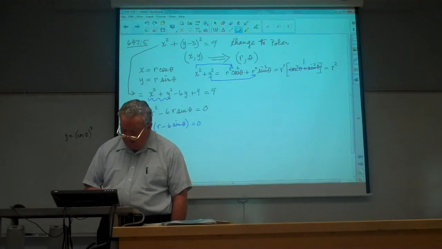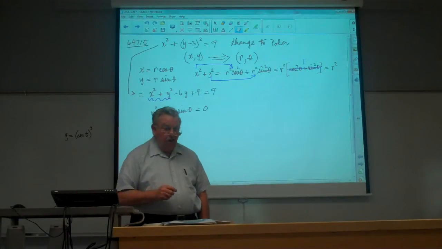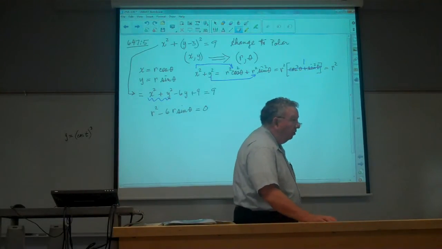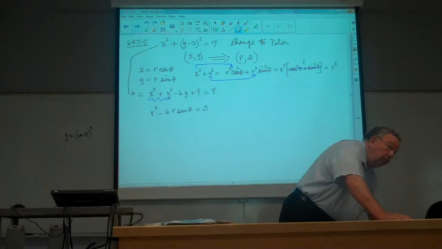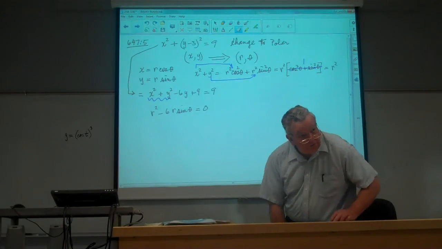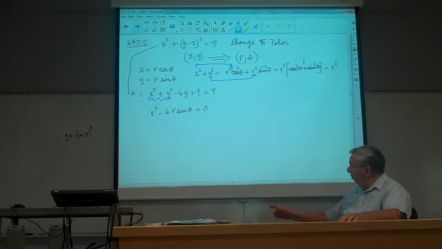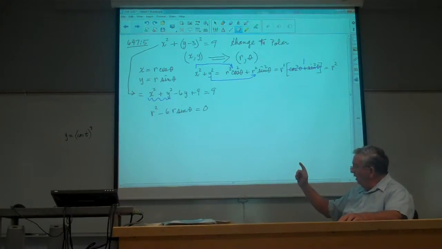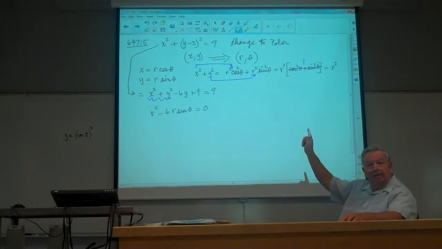So what Dr. Thomas is telling you is if you graph one of those roots, all you're doing is throwing away 1 point. Is that right? R equals 0? So if you graph R equals 6 sine theta, you would get the same graph as you did that.